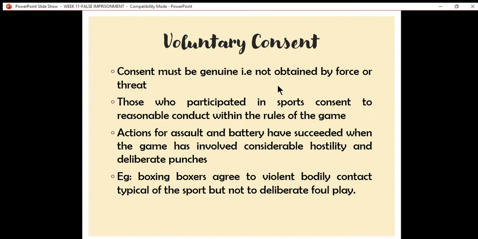Another example of defense is voluntary consent. Consent must be genuine, not obtained by force or threat. So voluntarily given by the plaintiff. For example, those who participated in sports consent to reasonable conduct within the rules of the game. An example, boxing. In boxing, boxers agree to violent bodily contact typical of the sport, but not to deliberate foul play. So it is also based on the rules of the game.